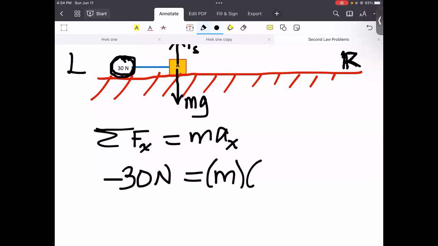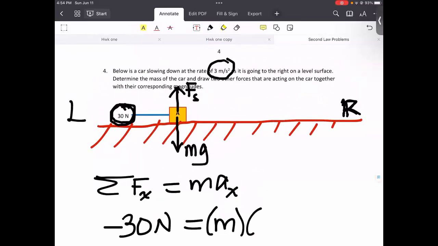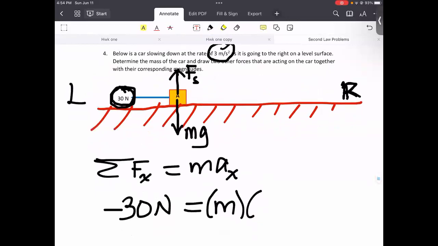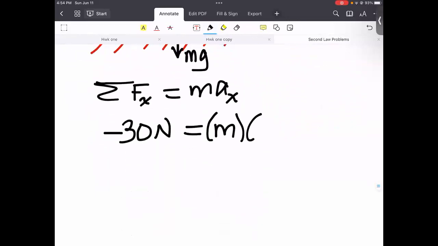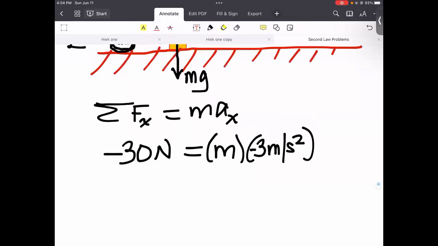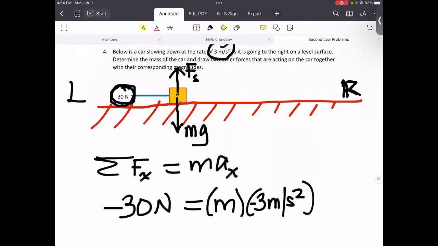We are told in the problem that the acceleration is 3 meters per second squared, right there. So we can pick our acceleration and put it here: 3 meters per second squared. Now, we are told that it's slowing down, so I forgot to emphasize that it has to be a minus sign. It picks a minus sign because you are slowing down. When you slow down, the acceleration in this case is negative.